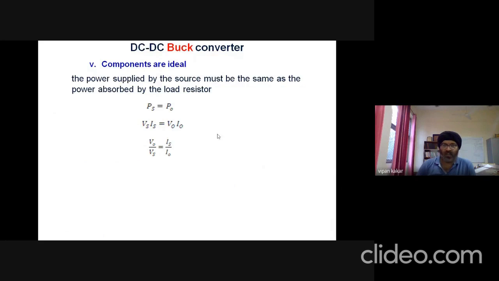And now, again, we have already assumed that these components are ideal in nature. So the supply power is equal to the output power because all are ideal in nature. So the losses are zero in between. So the power input, the power supplied, is equal to the power at the output.